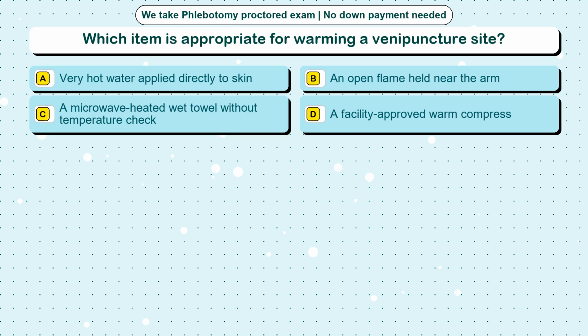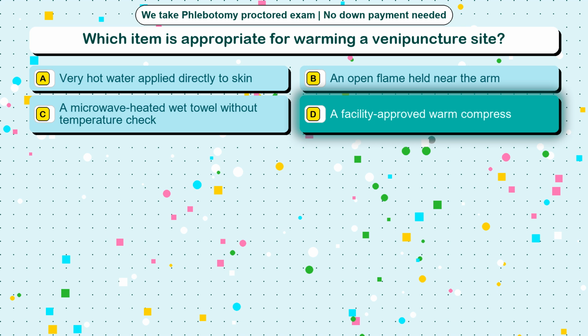Question 61. Which item is appropriate for warming a venipuncture site? Option A, very hot water applied directly to skin. Option B, an open flame held near the arm. Option C, a microwave-heated wet towel without temperature check. Option D, a facility-approved warm compress. The correct answer is option D, a facility-approved warm compress.